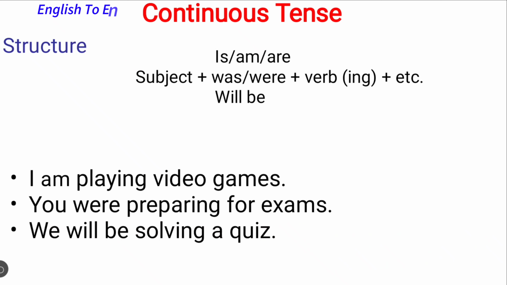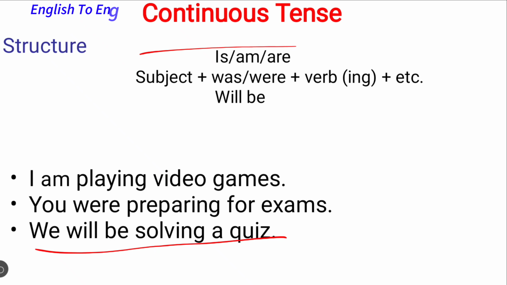Okay. So let's talk about future. We will be solving a quiz. Same example. We will be solving a quiz. It means that at the end, we have a quiz and at that time, our action of solving the questions will be in continuous form or will be in progress. So finally, we knew what is continuous tense, where to use and how to create.